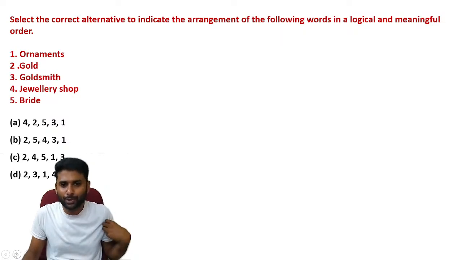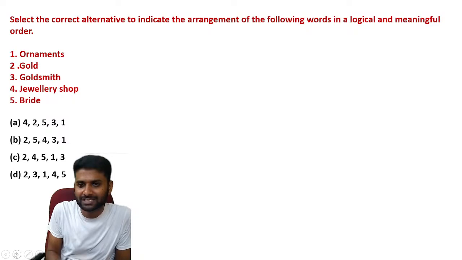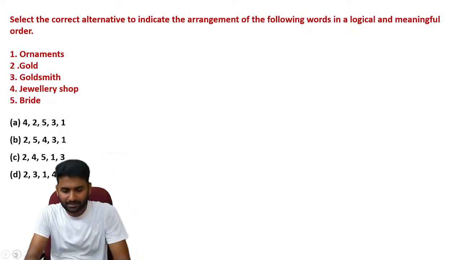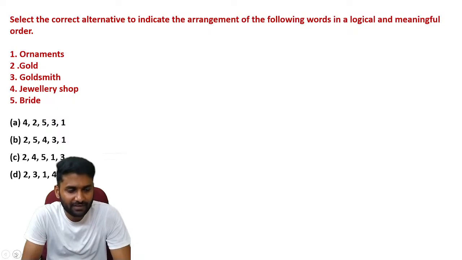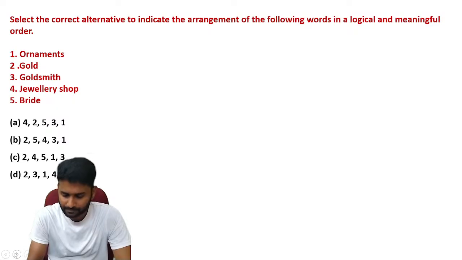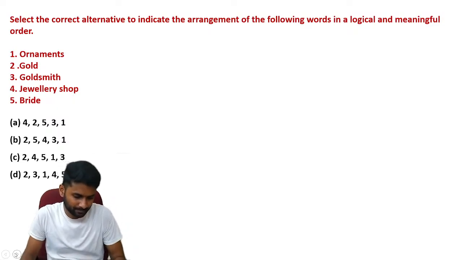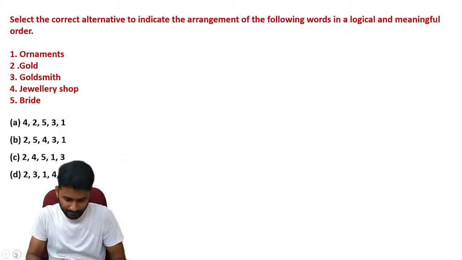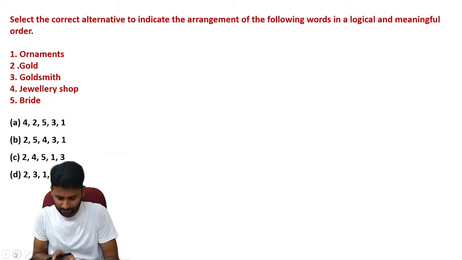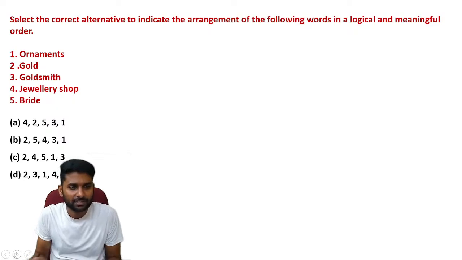Select the correct alternative to indicate the arrangement of the following words in a logical and meaningful order. So what is the meaningful order? Here they have given five different pieces of information: ornaments, gold, goldsmith, jewelry shop and bride. But you have to connect them in a logical order. So what is the logical order here?